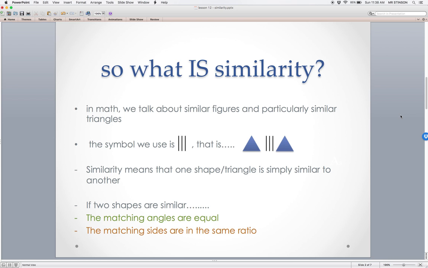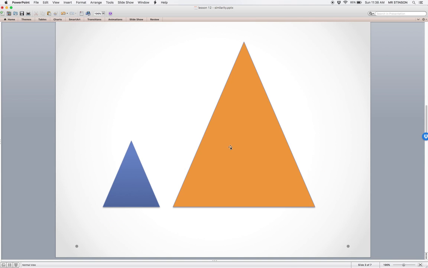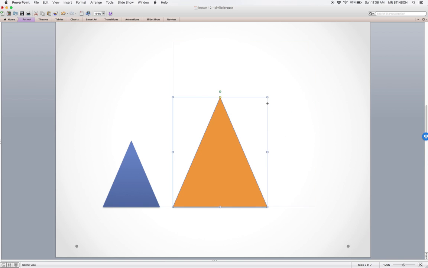So, I'll show you what I mean. These are two examples of similar figures. We have one triangle here and another one next to it. Now, if you know anything about computers, if I press Shift while holding the corner of this down, it changes the proportion of the shape. However, the angles remain the same. So let's make it look exactly the same as the other triangle, or congruent to the other triangle.